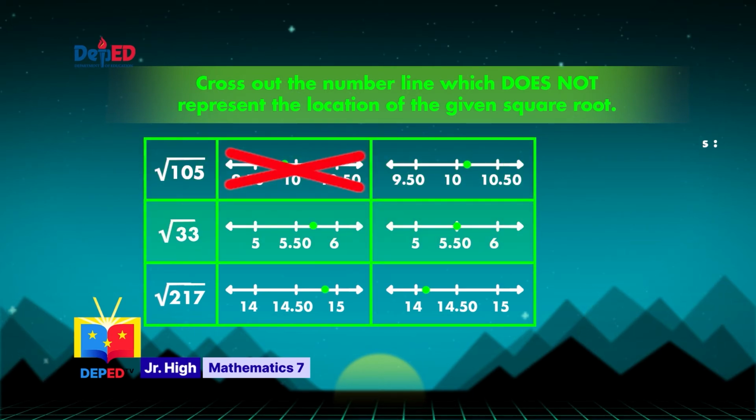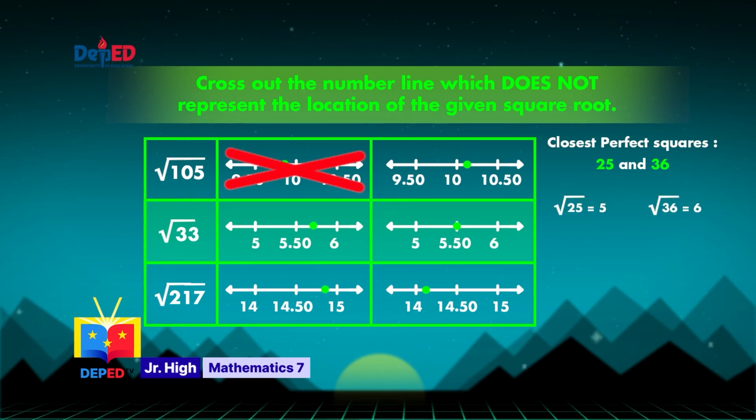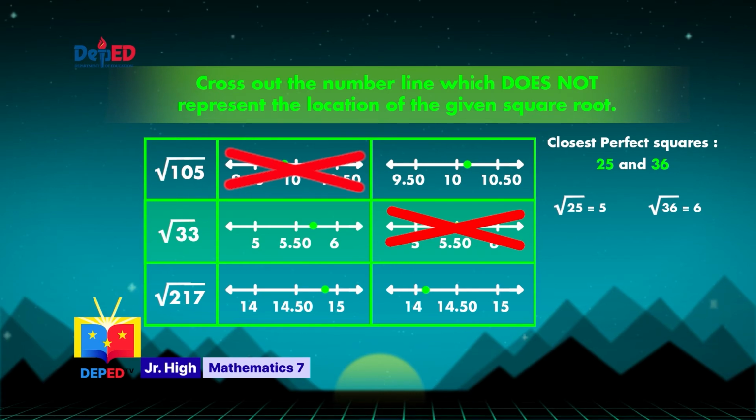Next, which of the two number lines located the square root of 33 correctly? Since 33 is closest to the perfect squares 25 and 36, its square root should be between 5 and 6. With a distance of 3 units, 33 is closer to 36 than to 25. So its square root should be closer to 6 than to 5. In this case, the correct number line is the number line on the left. Let's cross out the number line on the right. Fantastic!